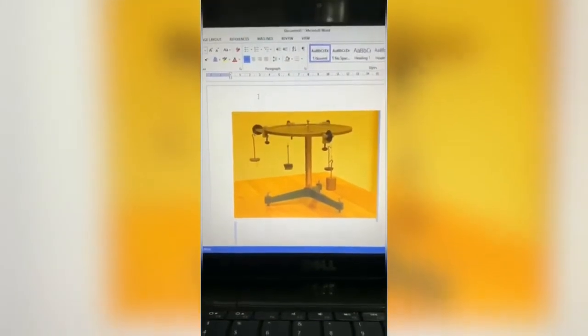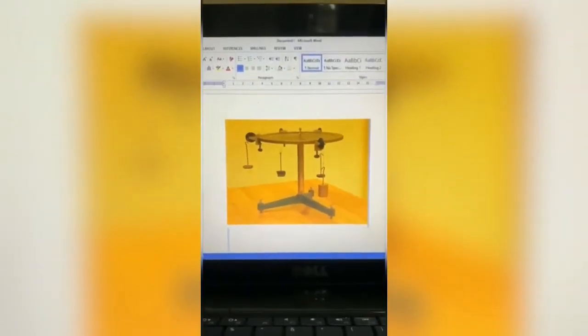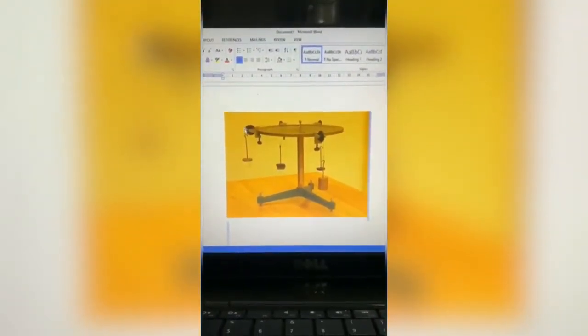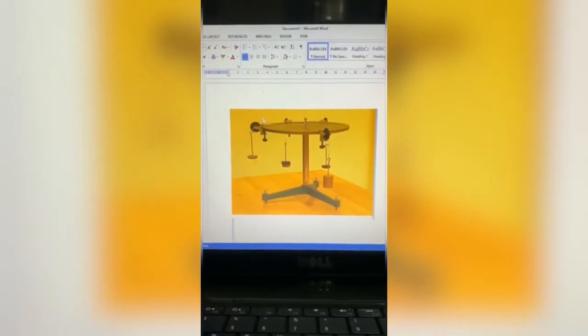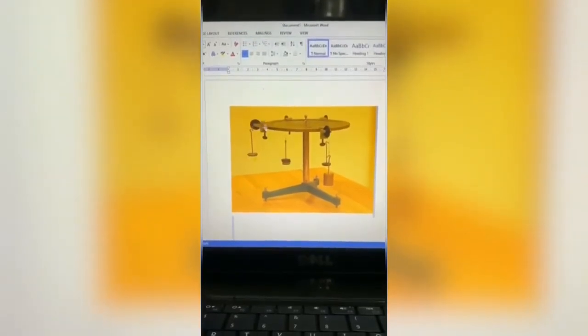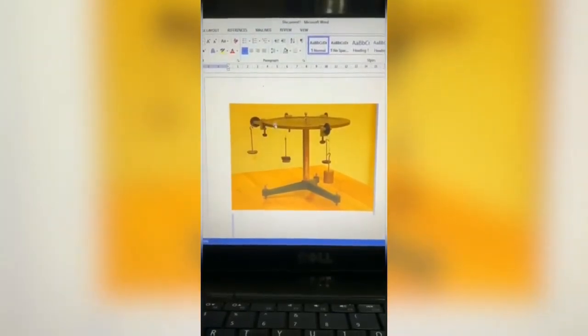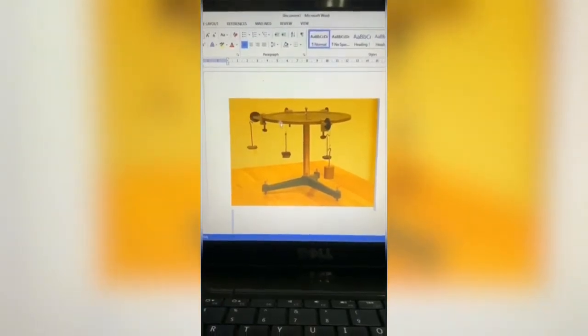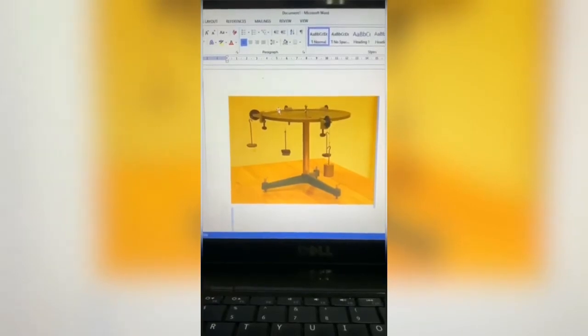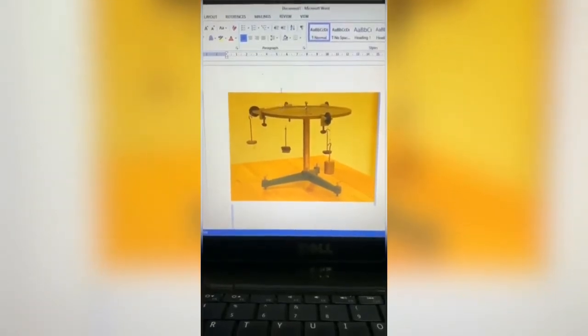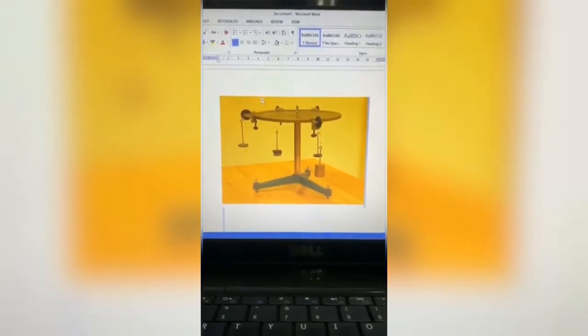The last thing is the assumptions for the experiment. I assume the pulleys are frictionless and the strings are very thin, so that the direction can be marked out accurately. The mass of the string is negligible.